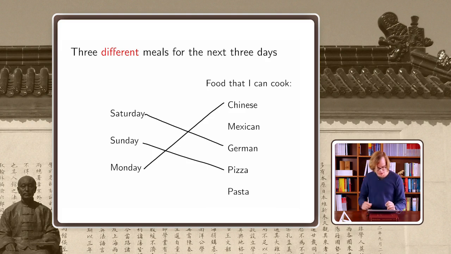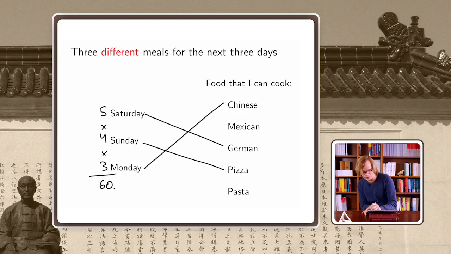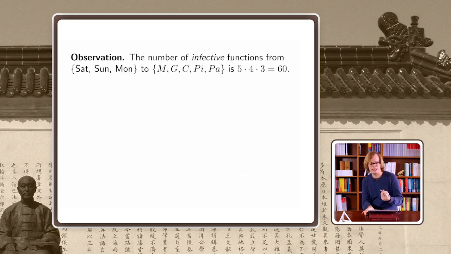So how many choices do we have now? Well, for Saturday I still have 5 choices, and no matter what I chose, I have 4 choices left for Sunday and 3 choices left for Monday, and together this gives 60. In mathematical terms, it means the number of injective functions. That's actually a typo here. It's not infective, it's injective. Okay, the number of injective functions from {Saturday, Sunday, Monday} into my 5-element set is just 5 times 4 times 3, which is 60.